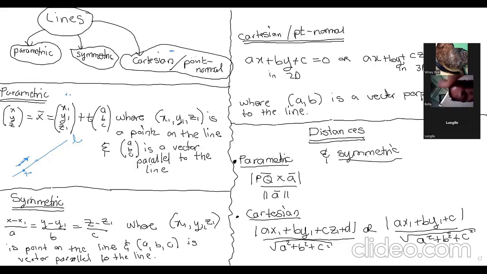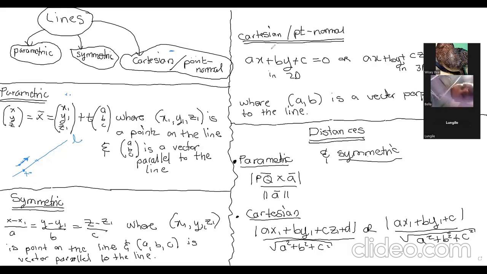And then symmetric is similar to parametric. You have this x, you subtract this x1, you divide by this a. And then you do the same thing with y. Take this y, you subtract this, you divide by the b. They're kind of related. You can move from parametric to symmetric. I'll show you once we start with the question in a moment.